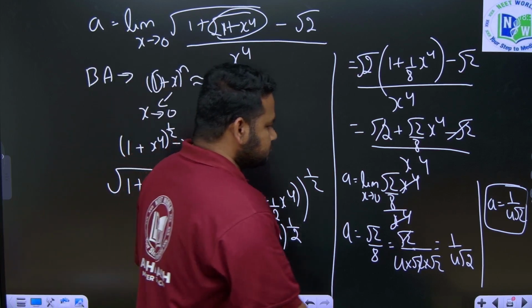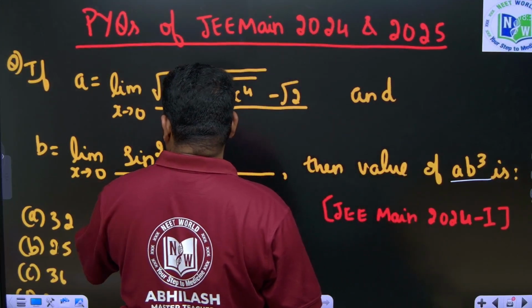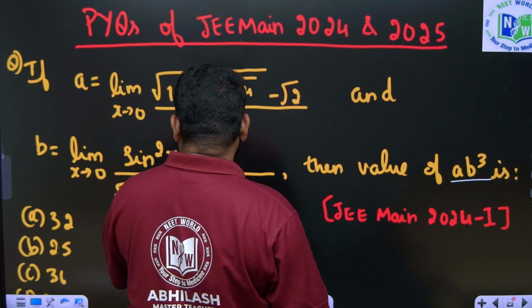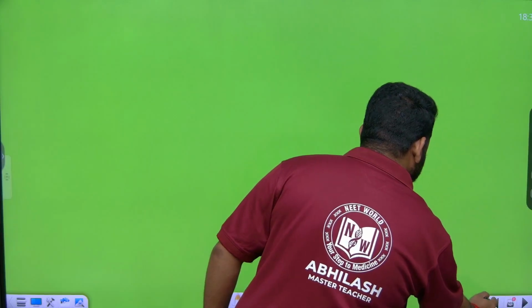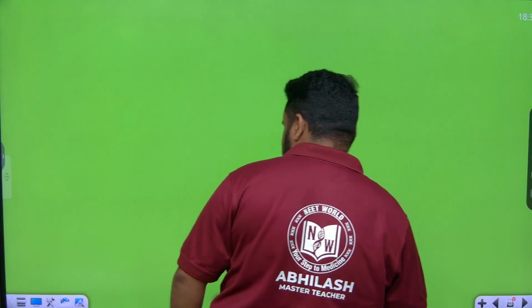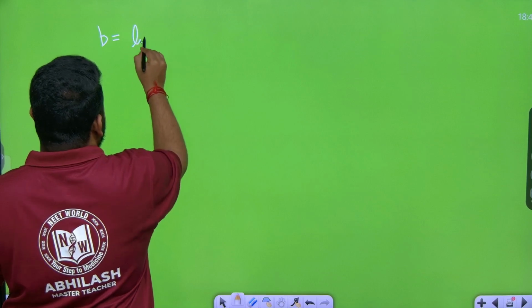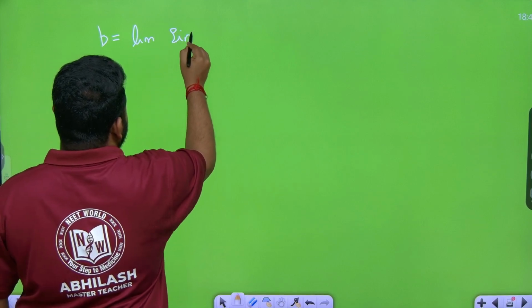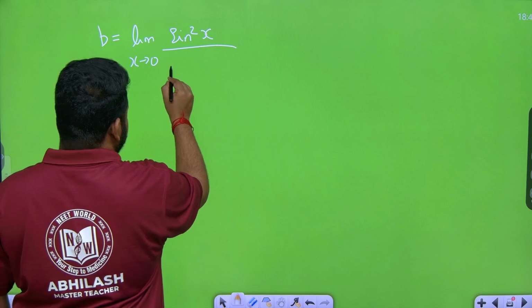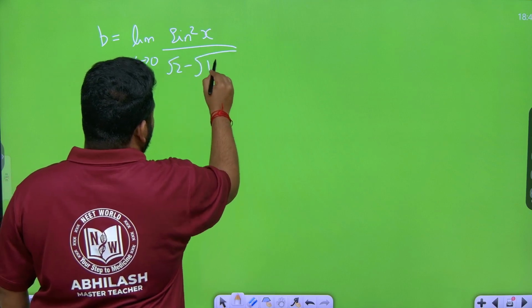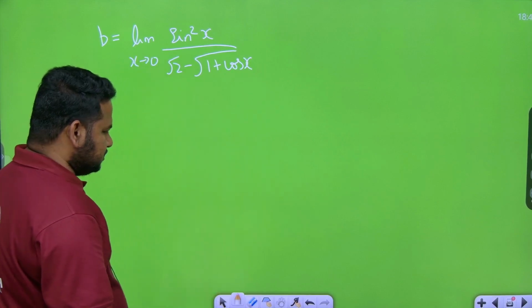Next, they are asking what is the value of B. B is given as the limit of sin square x divided by square root of 2 minus root of 1 plus cos x, as x tends to 0, where sin square x tends to 0. Correct? This is what they were given. Okay, when it comes to this one.